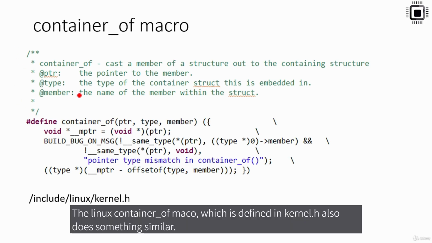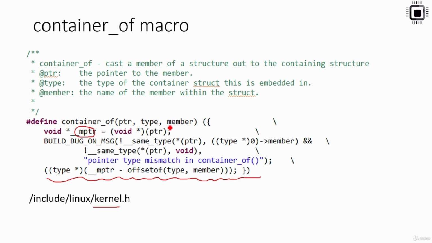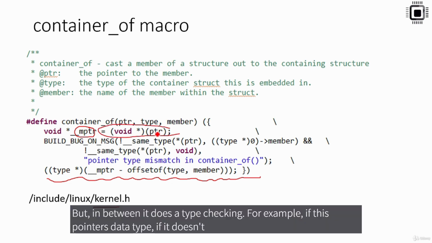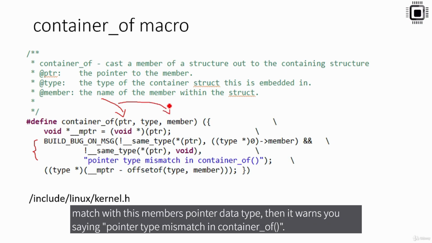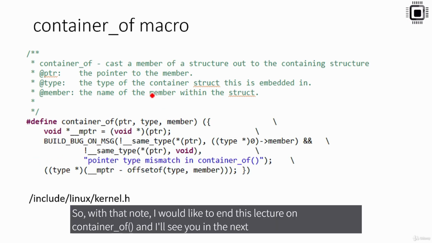The Linux container_of macro, which is defined in kernel.h, also does something similar. You can see here there is an offset subtraction from the supplied pointer. But in between it does a type checking. For example, if this pointer's data type doesn't match this member's pointer data type, then it warns you saying pointer type mismatch in container_of. This is actually a check. So with that note, I would like to end this lecture on container_of, and I'll see you in the next lecture.